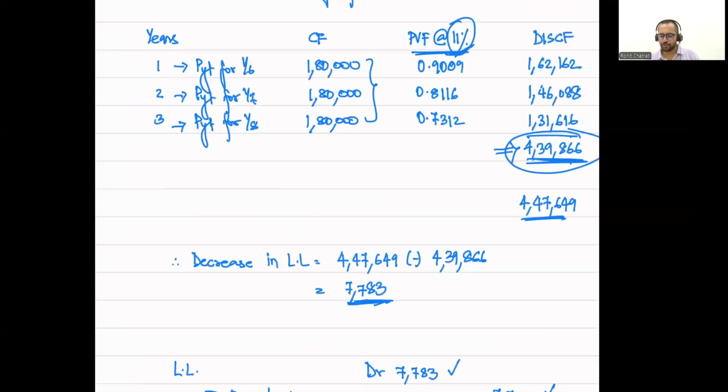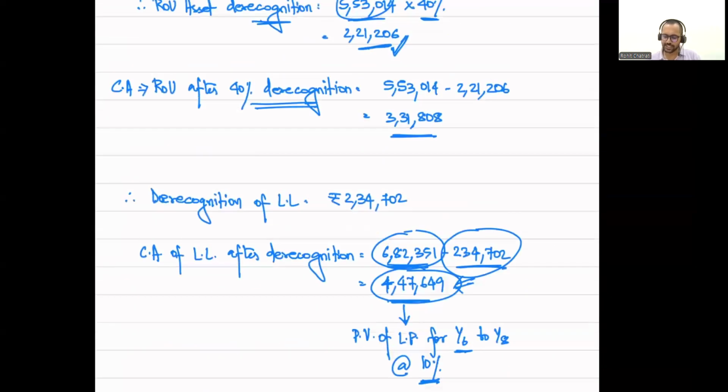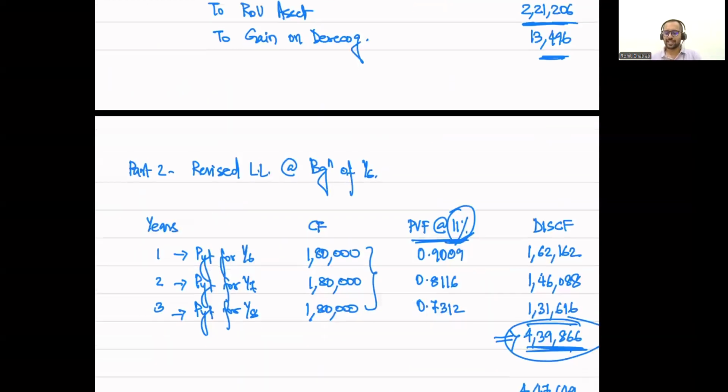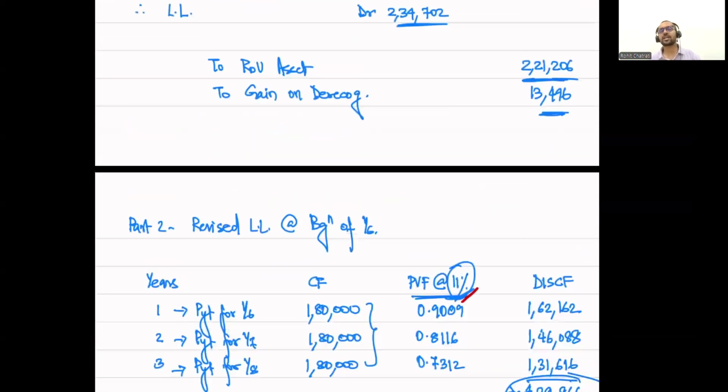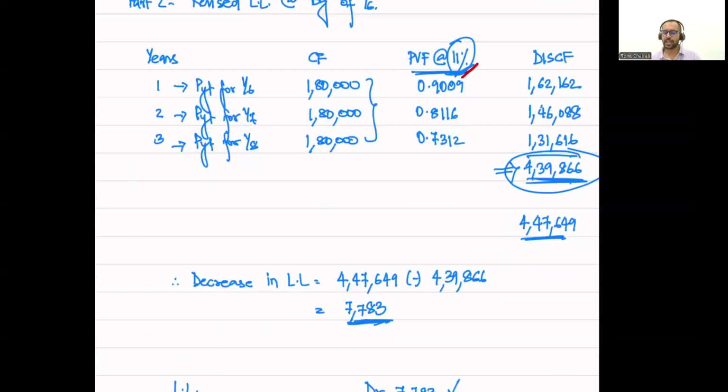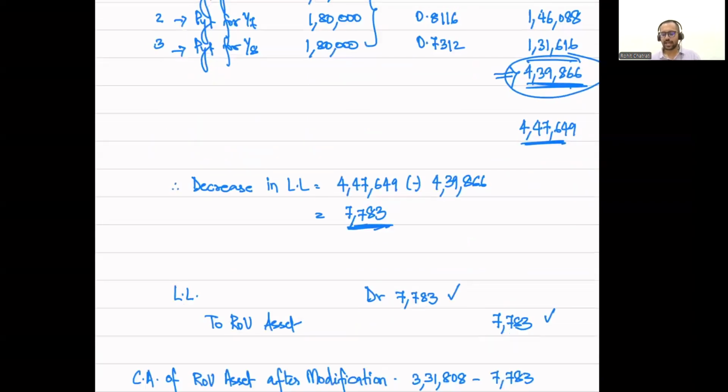Your carrying amount before the derecognition was equal to 682,351, and we reduced it by 234,702 to calculate 4,47,649. After this, we again calculate revised lease liability, just like in the previous illustration. The difference is that lease liability is going to have the discount rate of 11 percentage, which is today's discount rate, and then I calculate the change in lease liability with a corresponding effect to the ROU asset.